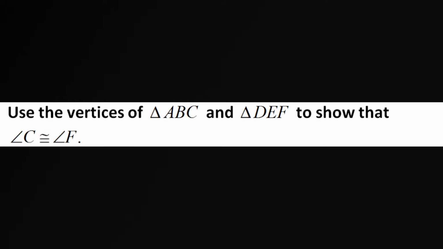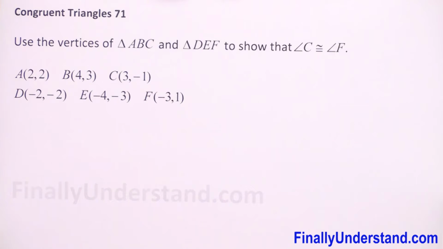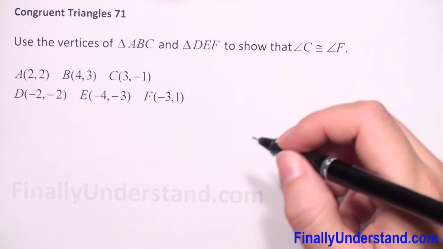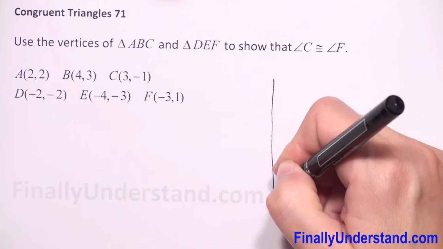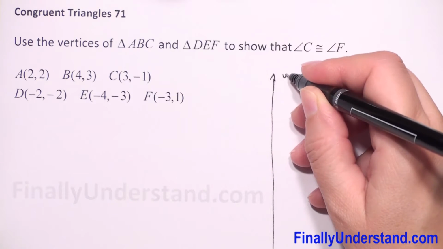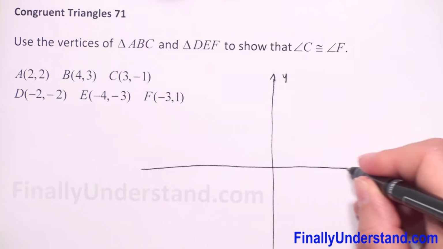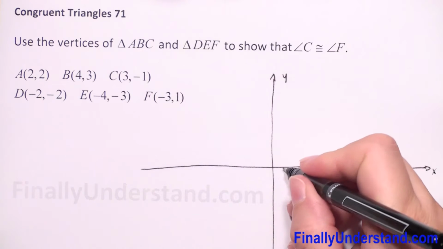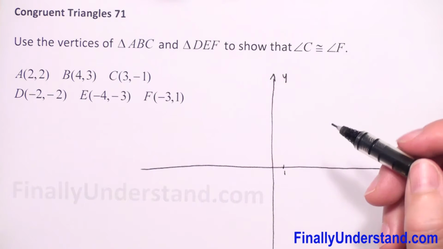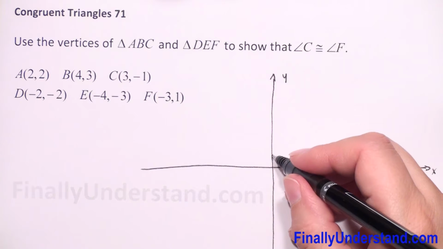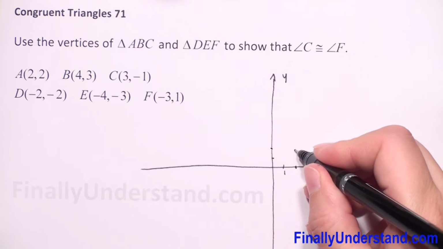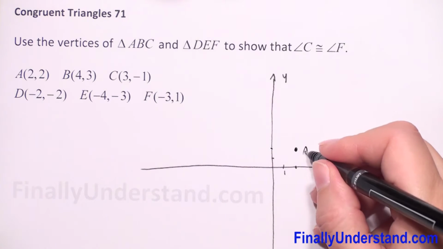Use vertices of triangle ABC and DEF to show that angle C is congruent to angle F. So first let me draw the XY plane. We have unit, and now the first point is (2, 2). So x is 2 and y is 2. So we have point A.